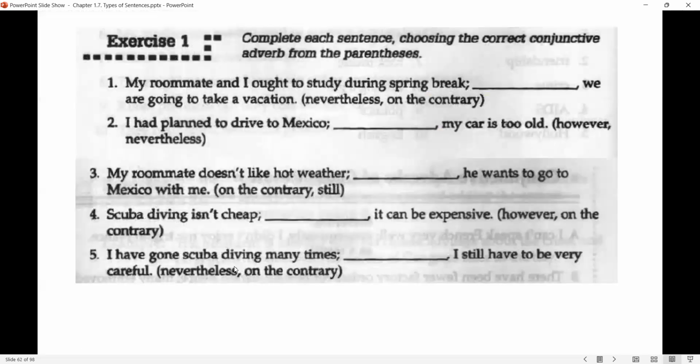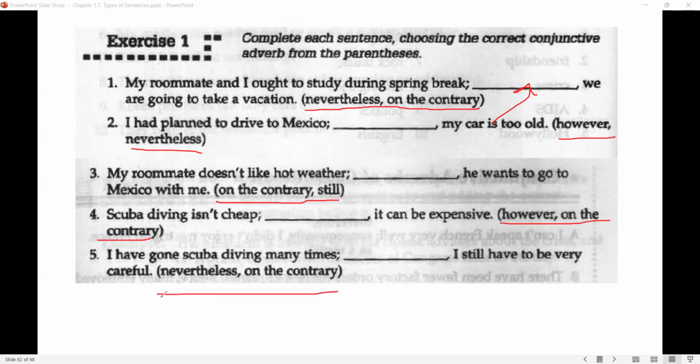Okay. And now pause the video, and here you see in parentheses, you have two options. For example, for number one, you have two options. Choose the best conjunctive adverb that completes the sentence. You should understand the meaning, then choose the best one. Okay, for each number, you have two conjunctive adverbs. Okay, pause the video, do it by yourself, and check your answers with me.